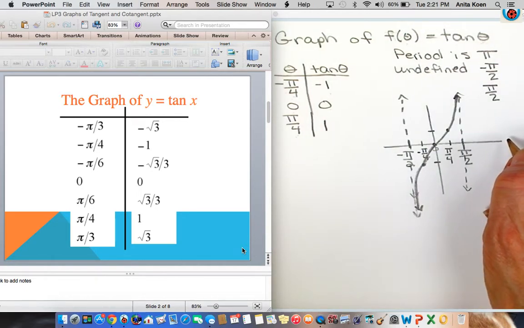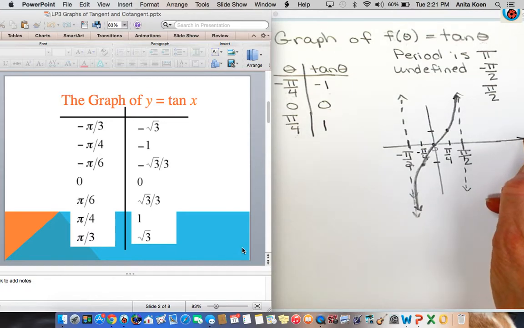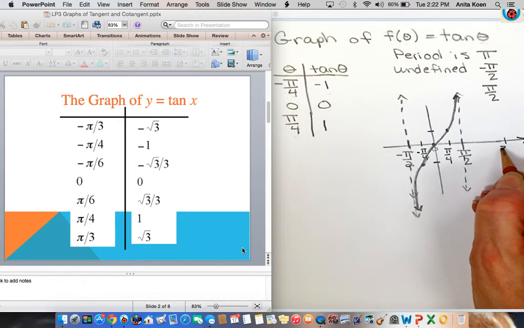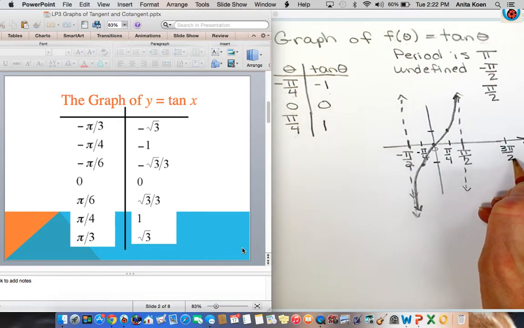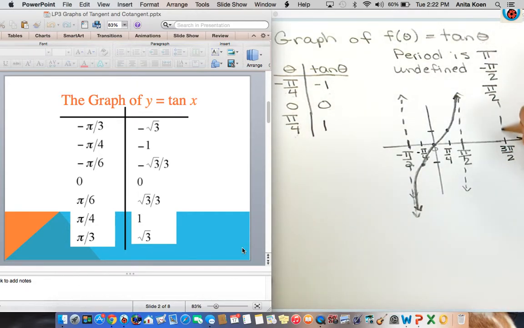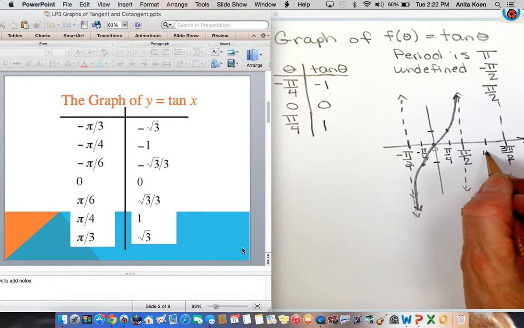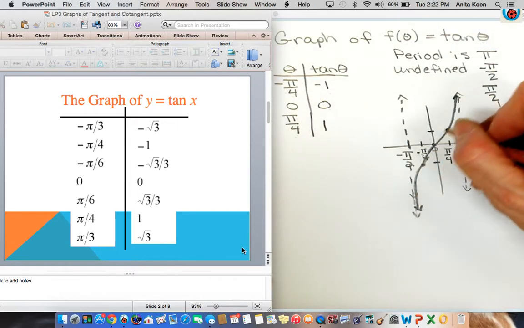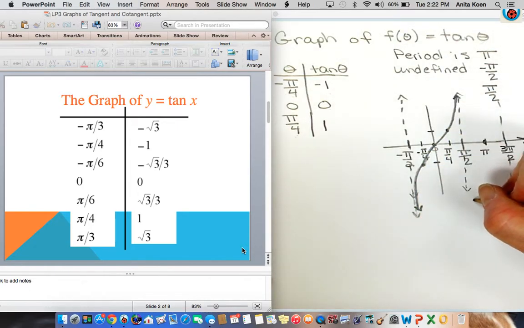Now, you probably understand, I hope, that the next odd multiple of pi over 2 is 3 pi over 2. There's going to be another asymptote there. Halfway in between pi over 2 and 3 pi over 2 is pi. So you're going to see another one of these exact same shapes, this tangent here.